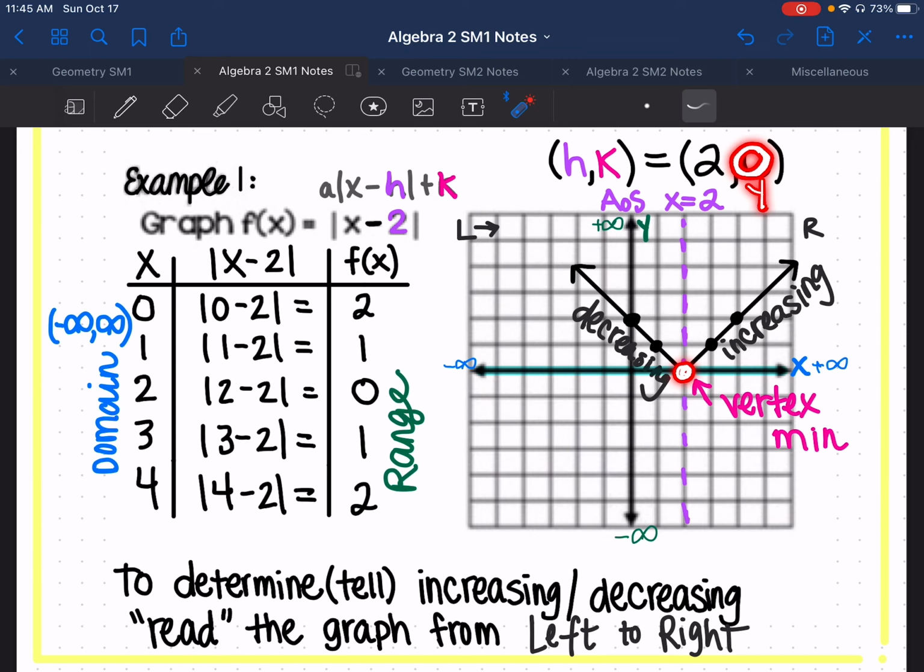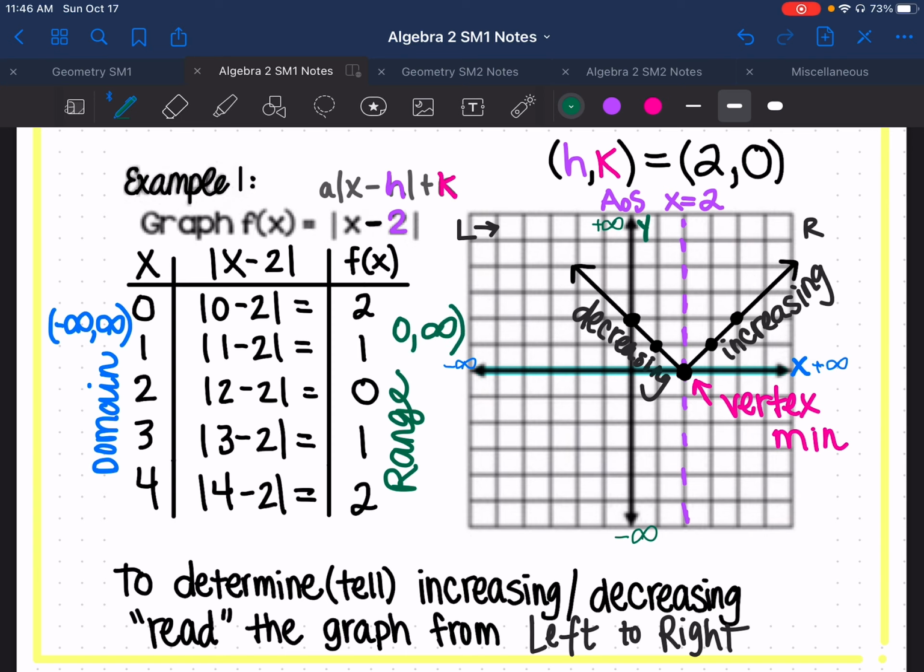Are they pointing towards positive infinity or negative infinity? Where are the arrows pointing? These arrows are pointing towards positive infinity. So I'm going to use 0 and positive infinity. Well, I know that positive infinity always goes second. Notice right here, positive infinity is always second, negative infinity is always first. So I'm going to put 0 first and then positive infinity.